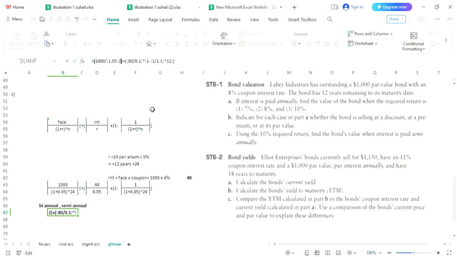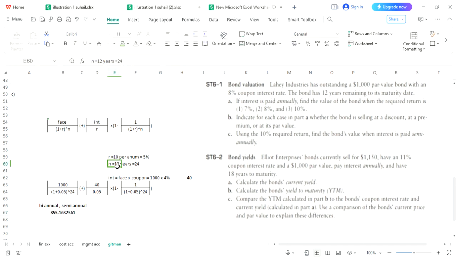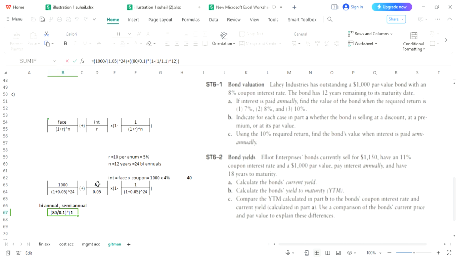And raised to the power 24 biannuals. You have understood that n was 12 years, but instead of 12 years you have changed it to 24 biannuals. So in our formula, instead of 10% you have changed to 5%. Instead of 12 years you have written 24 biannuals. The amount of interest we have changed, instead of 80 it would be 40, because we are working for 6 months, half a year. For a full year 80, for half a year it is 40.